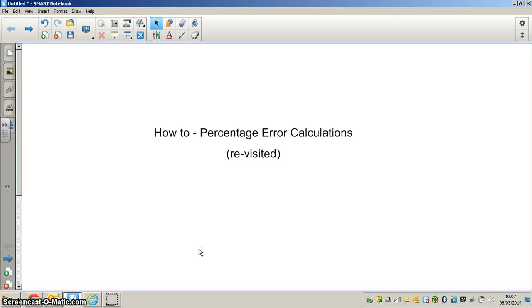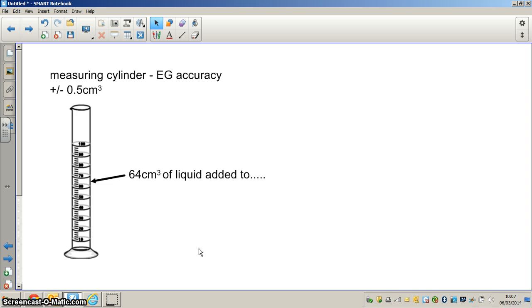This short how-to video revisits percentage error calculations that you're likely to encounter in A-level coursework. There are two pieces of equipment that I want to look at in a little bit more detail, and the first of these is measuring cylinders.